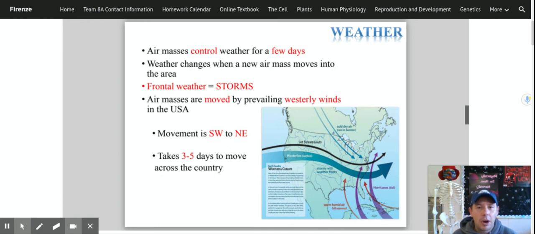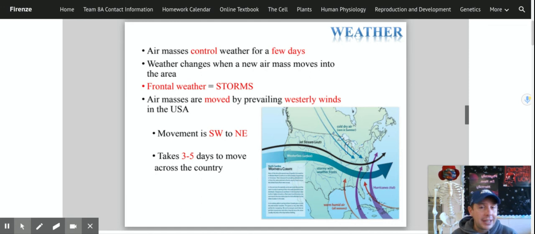These air masses are moved by something called westerly winds. We name a wind after where it's coming from. So since the wind blows from west to east, we say the westerly winds move air masses across our country. It normally takes about 3 to 5 days for an air mass to move across the country. So if we want to know what the weather is probably going to be here on Long Island tomorrow, then we can look at what the weather is looking like in Pennsylvania or Ohio today, because that is going to blow through our area.